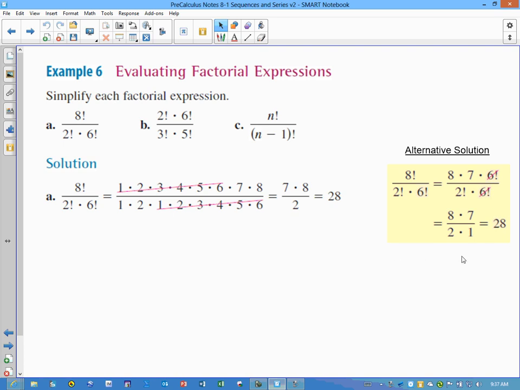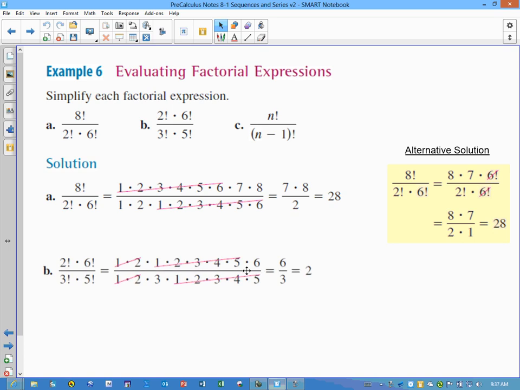So I think the alternative solution can be a good time saver when you have that opportunity to use it. Alright, looking at the second one here, the book, of course, did it the long way. And when you do all the cancellations, you get 2. But you can think of 3 factorial as 3 times 2 factorial. So those cancel out, leaving just the 3 in the denominator. And 6 factorial is 6 times 5 factorial, which cancels those out. So you have a 6 in the numerator, 3 in the denominator, which is what we have here. 6 divided by 3 is 2.